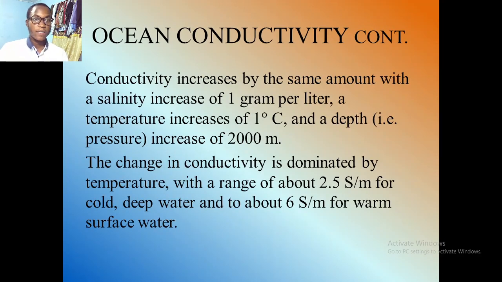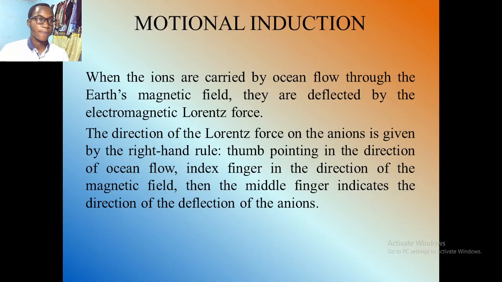So conductivity increases by the same amount with a salinity increase of about 1 gram per liter and a temperature increase of about 1 degree Celsius. So the change in conductivity is dominated by temperature with a range of about 2.5 Siemens per meter for cold deep water and about 6 Siemens per meter for warm surface water.